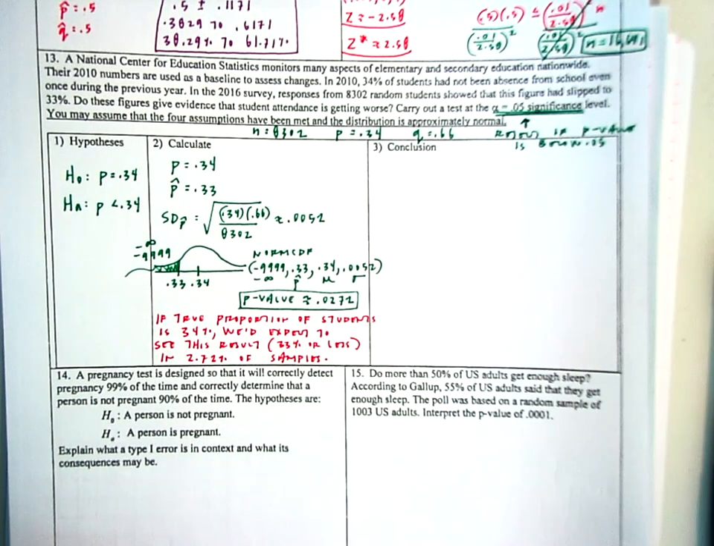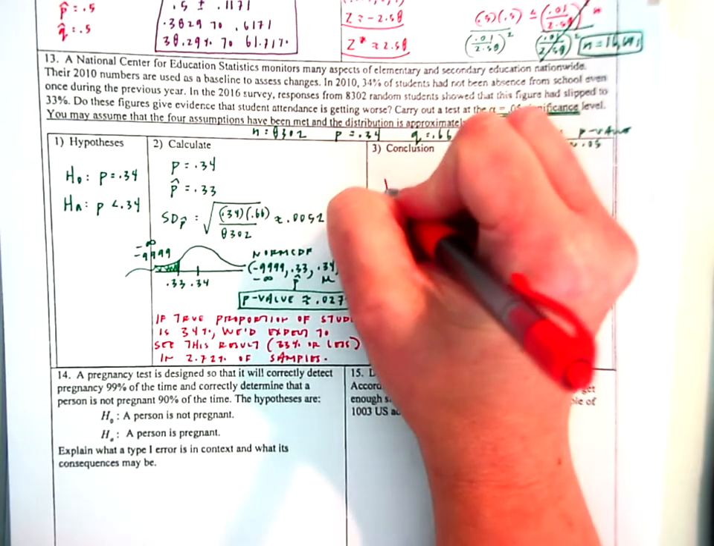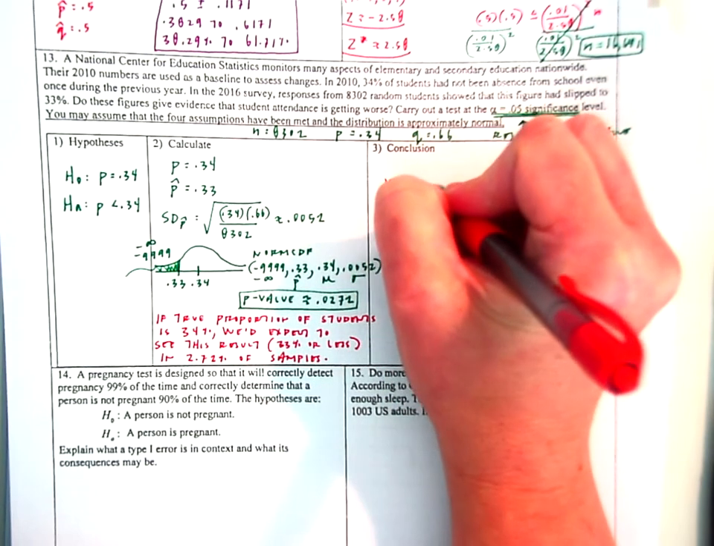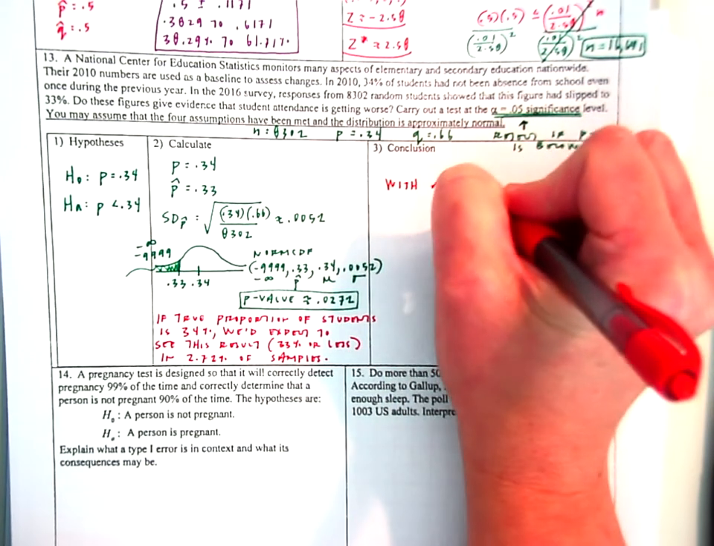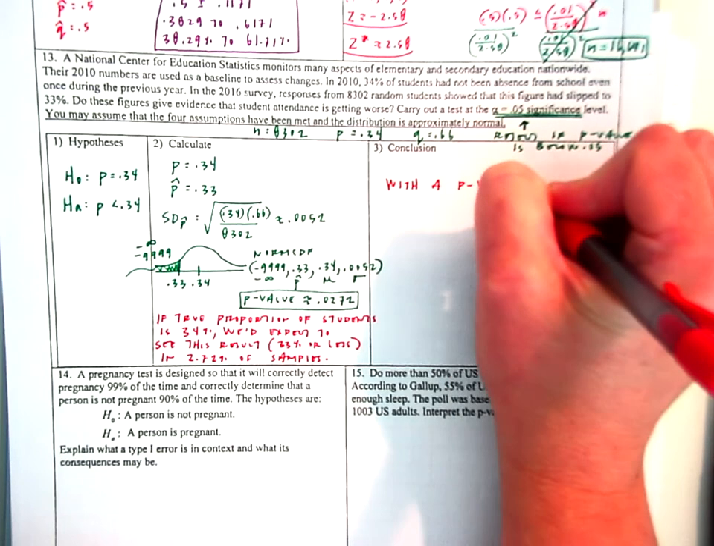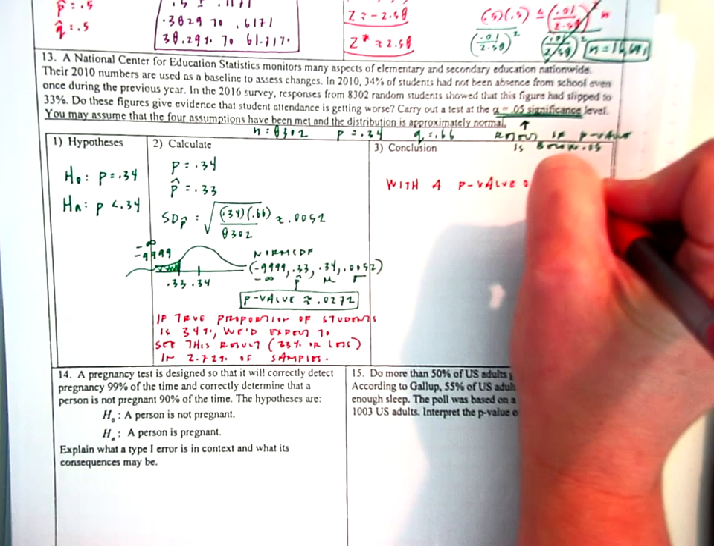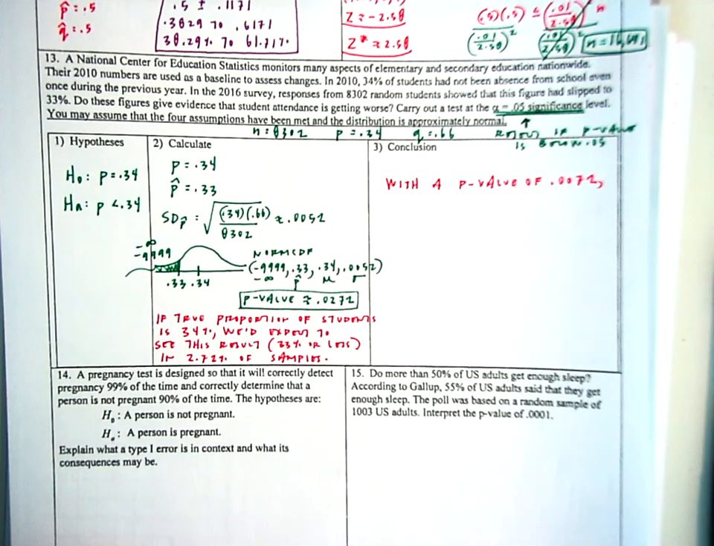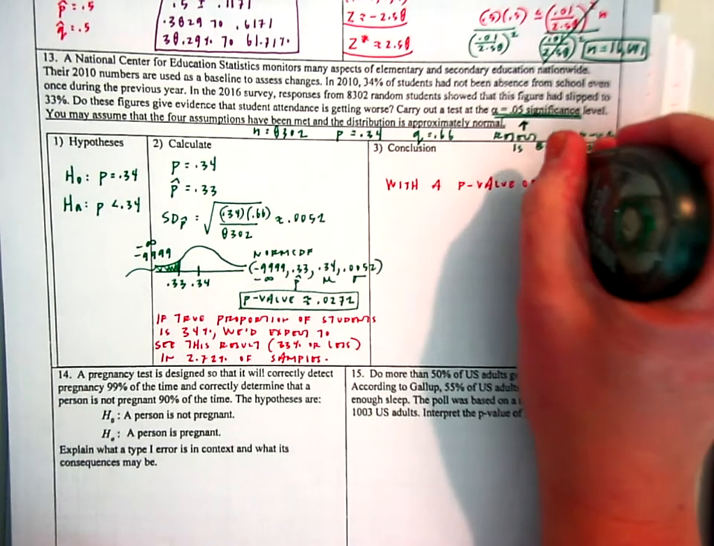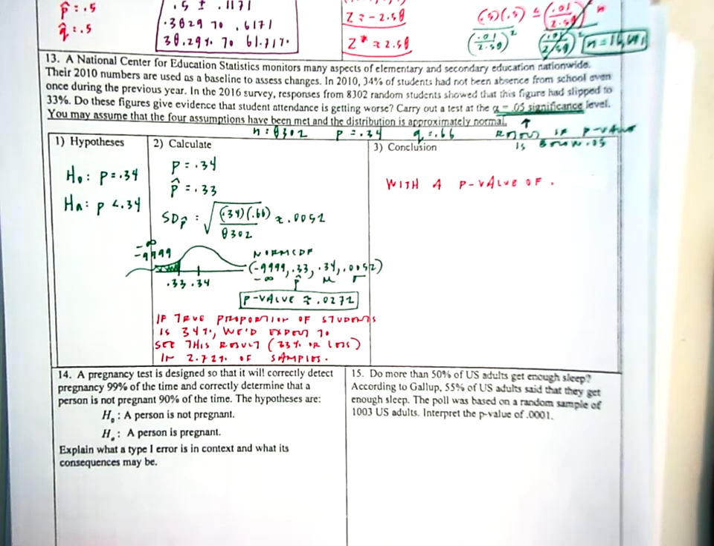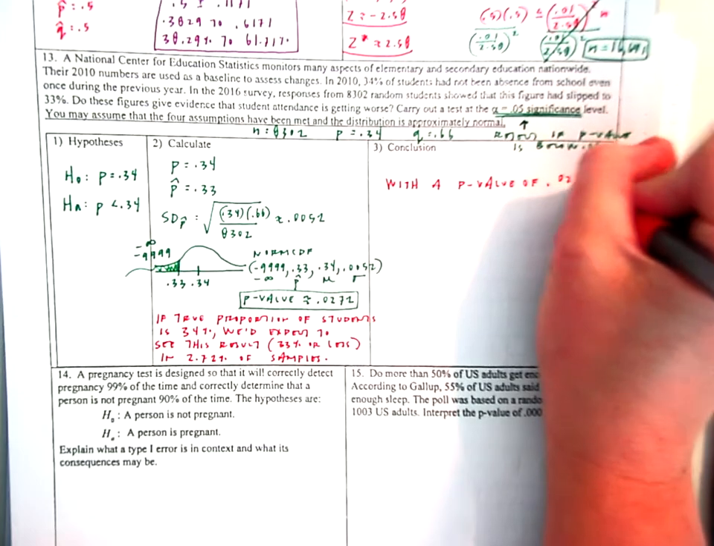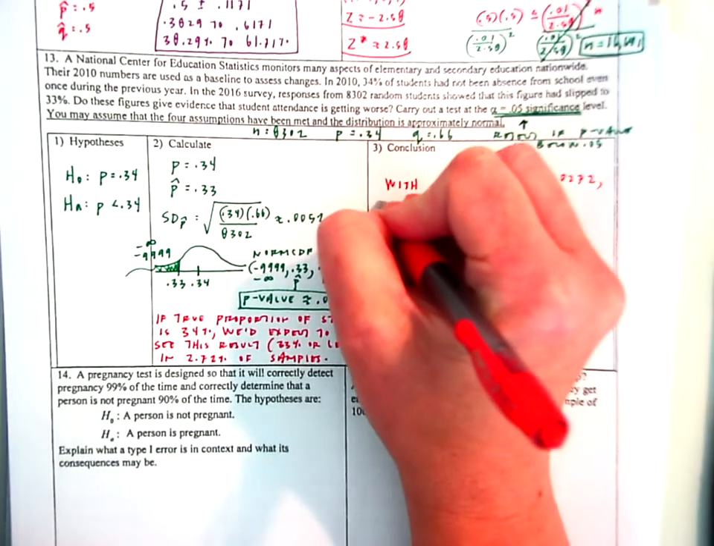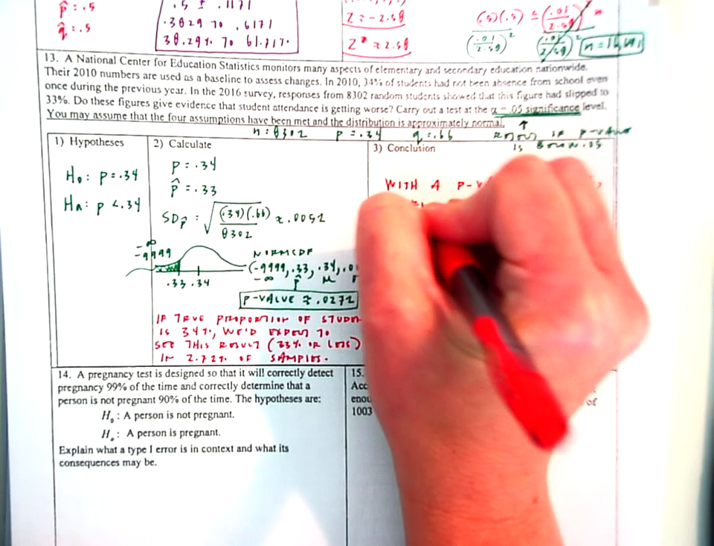So if I summarize it, we're going to say, with this p-value, with a probability value of 0.0072, or no, I wrote that wrong. Let me fix it. 0.0272, we reject the null hypothesis.